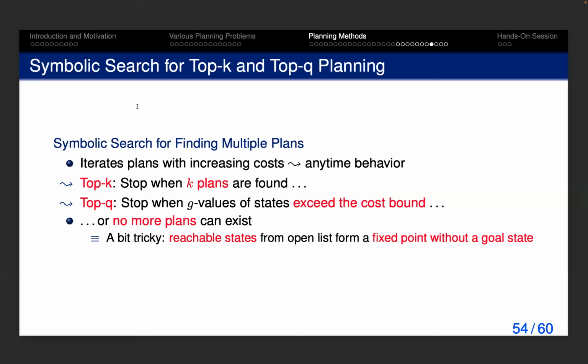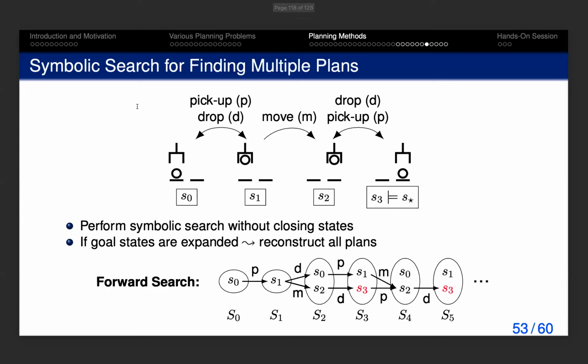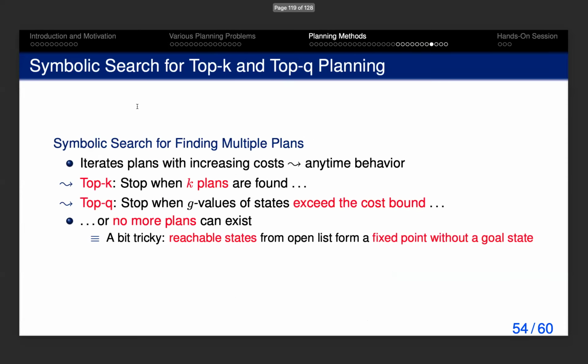But we also can stop when we know that there are no more plans. So it could be that there's a finite number of plans, and K is potentially larger. Here I have to say it's a bit tricky to find out that there can't be any more plans. But the general idea is that you have an open list, or the states you're still supposed to expand, the states which you still want to expand in the future.